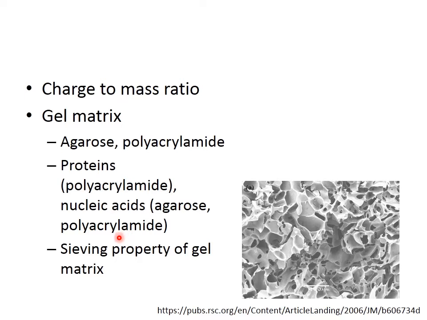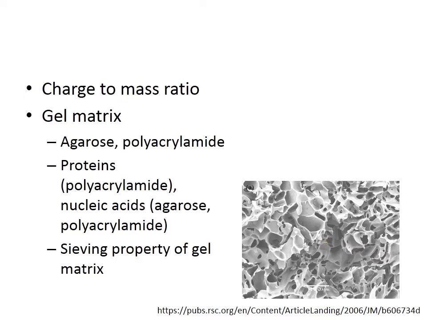The gel is a porous matrix, as you can see here in this electron micrograph. So there are these channels or pores present within the gel. These pores act like a sieve. So through the sieving property of the gel, the molecules are separated. Those molecules which are smaller would be able to easily migrate through these pores, whereas for the ones which are larger, it will be difficult to migrate through the pores of the gel.